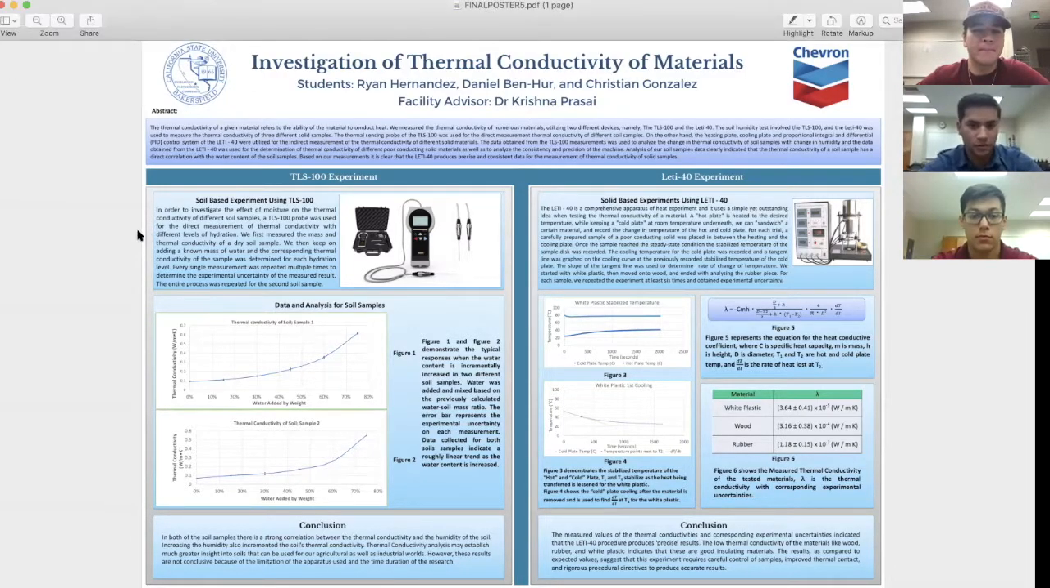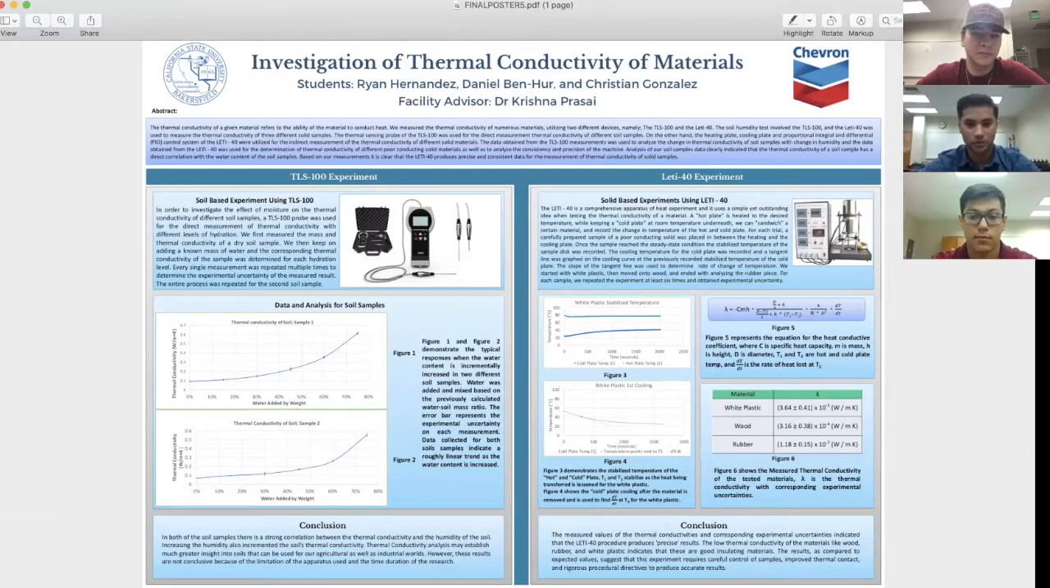Using the LEDI 40 gave us the opportunity to measure heat conductivity because we were able to view how well heat had transferred through a specific material. The LEDI 40 could allow us to detect changes in temperature of our samples, such as plastic, wood, and rubber. The way the LEDI 40 works is the following. There's a hot plate on top of the instrument that is heated to a desired temperature. In our case, it was a constant temperature of 85 degrees Celsius.